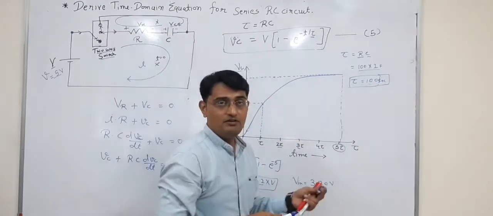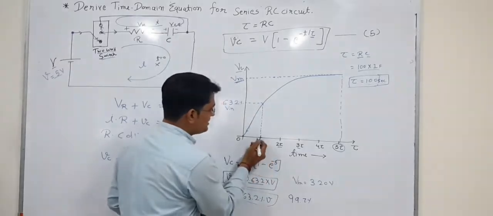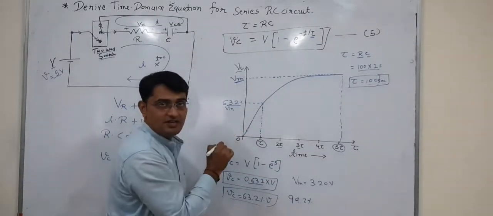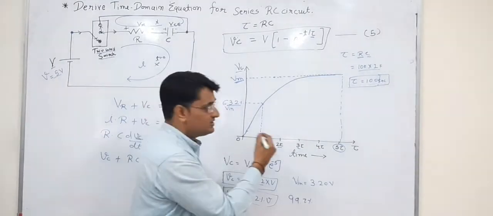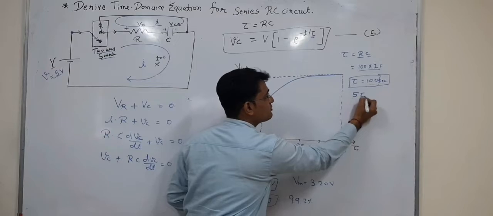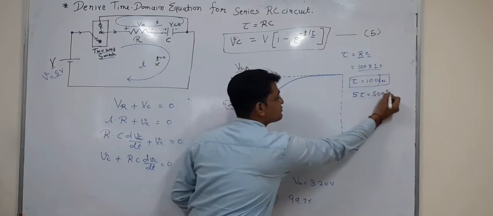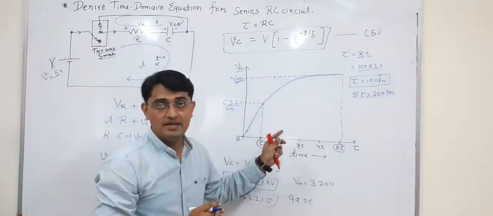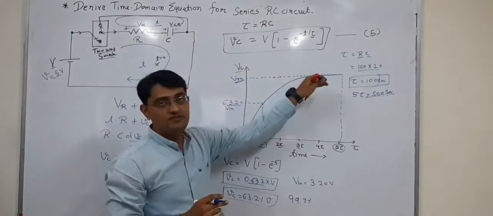The meaning of that is, the capacitor will reach 63.2% charge after 100 seconds, and the capacitor will get fully charged at 5 tau. That means a total of 500 seconds. So my capacitor will get fully charged at 500 seconds. So this is the charging action of the capacitor.